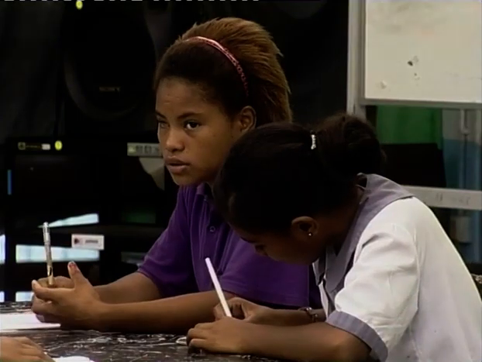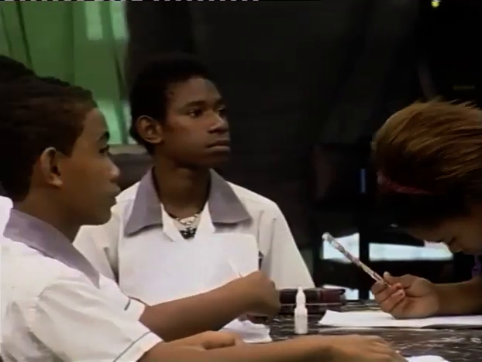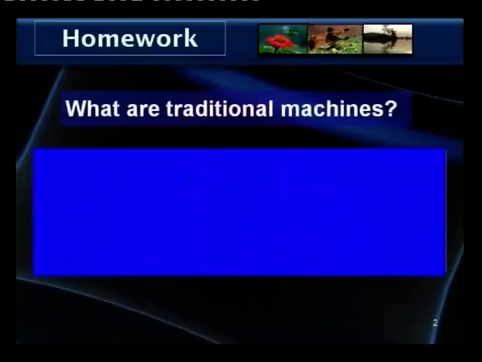All right, in our last lesson, we looked at what are machines part 1, and we looked at simple and complex machines. All right, receiving students and 6C, I gave you homework to do. So receiving teachers, you can check with your students. This is our homework question. What are traditional machines?